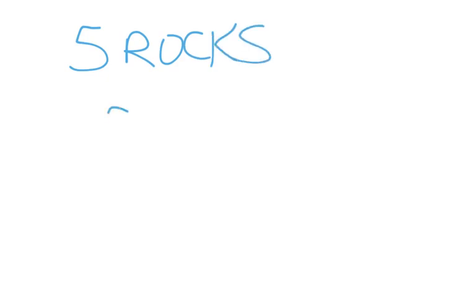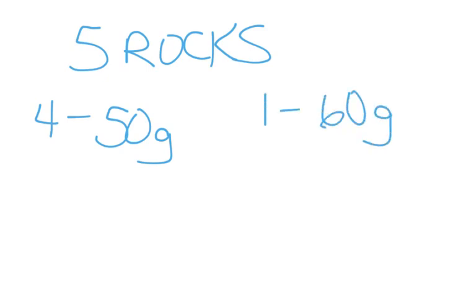So let me leave atoms for a second and come back to this abundance thing using rocks. Great example in your PowerPoint. Let's say you have 5 rocks, okay? 4 of them have a mass of 50 grams each, okay? And then 1 of them has a mass of 60. If I want to know the average mass of the rocks, what is it? Okay, most of you guys did not say 55. You're not just going to say, well, I don't care that there's 4 of those and 1 of those.